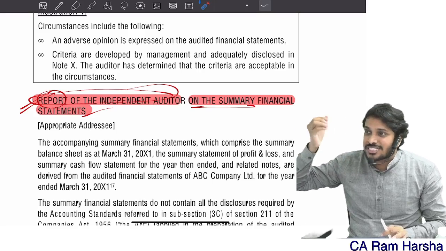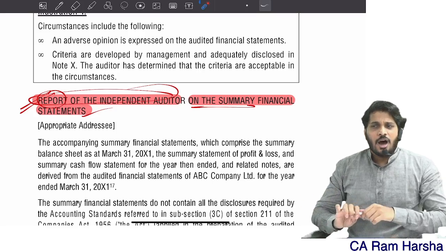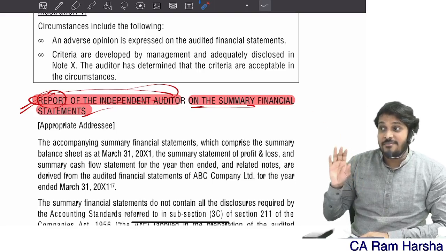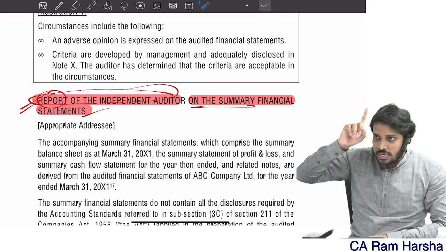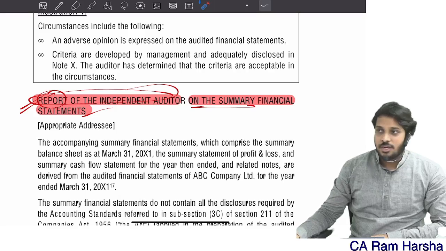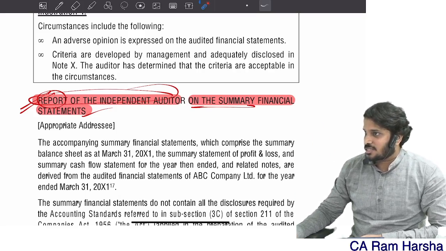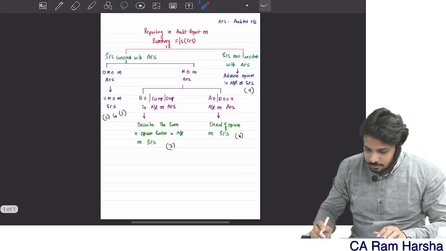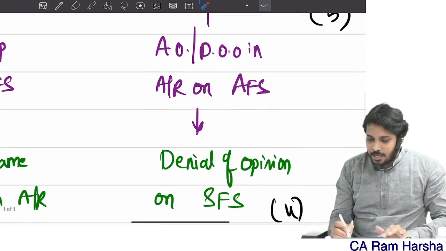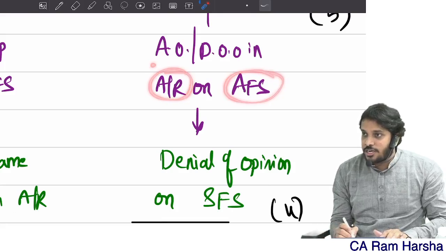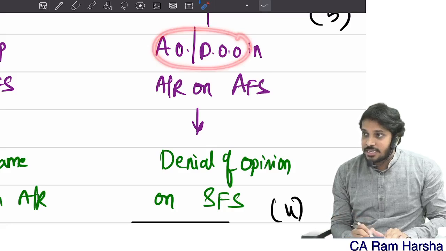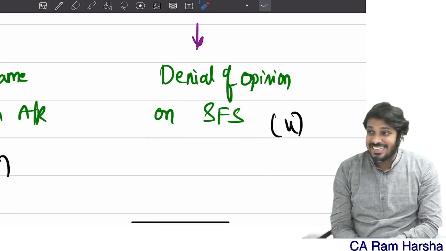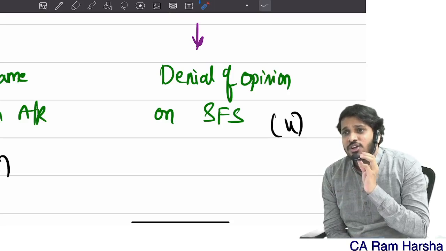When the main financials are straight away not true and fair, on summary, when the auditor has given an adverse opinion or even a disclaimer of opinion on the main financial statements, don't give any opinion on the summary financials. They may be consistent, but don't give an opinion. Denial of opinion. Look at this. Suppose the audit report on the audited financial statements contains an adverse opinion or disclaimer of opinion, then the opinion on the summary financial statements is denied. Why? What's the logic?